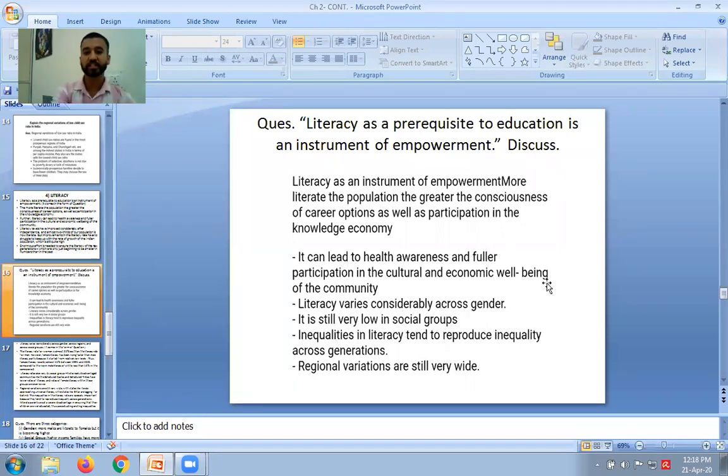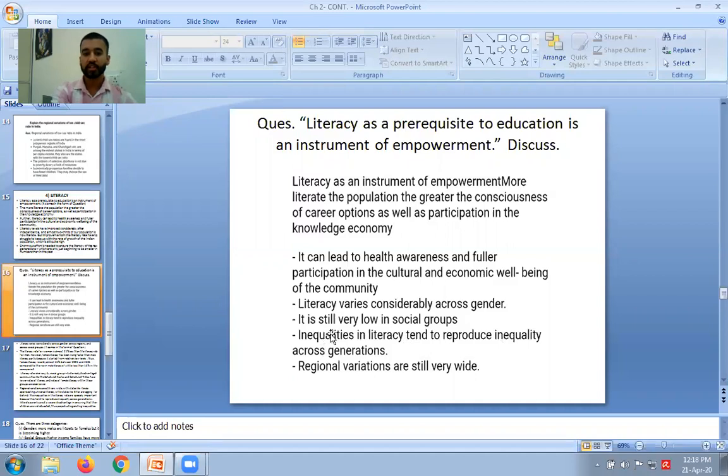We'll discuss this after this particular slide. Now, I want to give you a short hint. What does it mean when it is written that literacy varies considerably across gender? Then it means that the literacy rate in males is higher than in females. So this is what this particular line means, right?